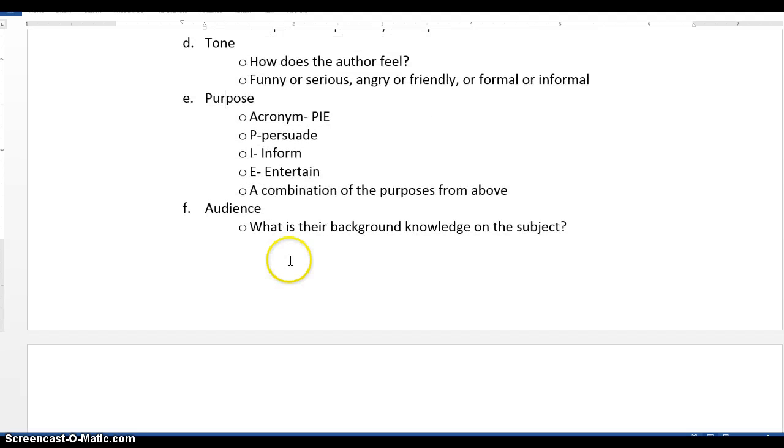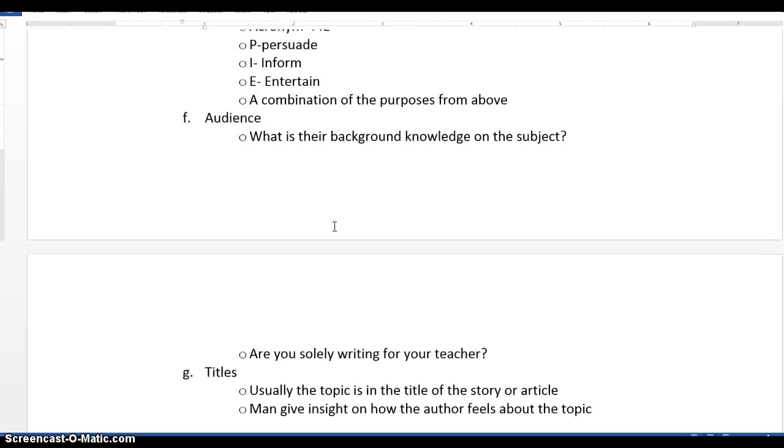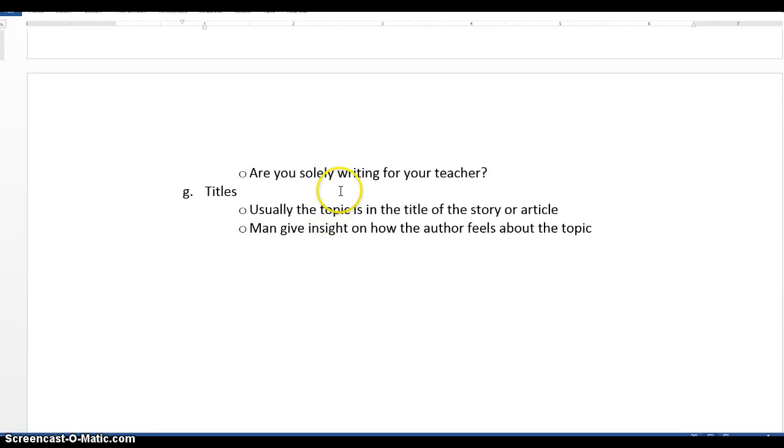Then we have audience. When we're writing, we need to know who are we writing for? Who is our audience? How much background knowledge do they have on a subject? Do we need to give them a lot of background knowledge to help them understand the rest of the essay? Or are we just solely writing for the teacher? In my class, obviously, you're really going to just be writing for me.